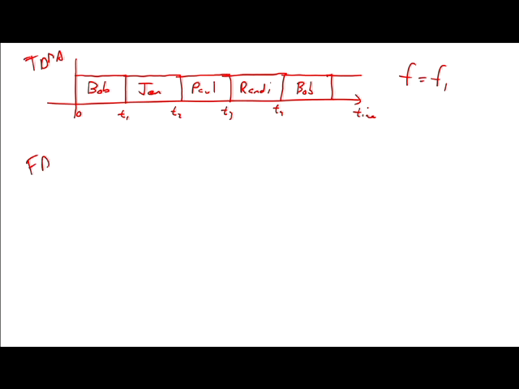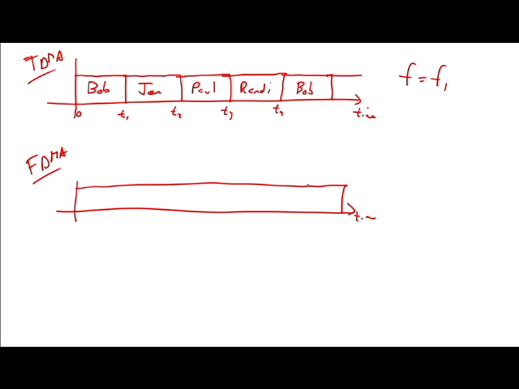FDMA, frequency division multiple access. Let's say across time, that's all yours. So let's say this is all Bob's. But if you look now from a frequency perspective, F, you take that original channel, F1, and you slice it up.